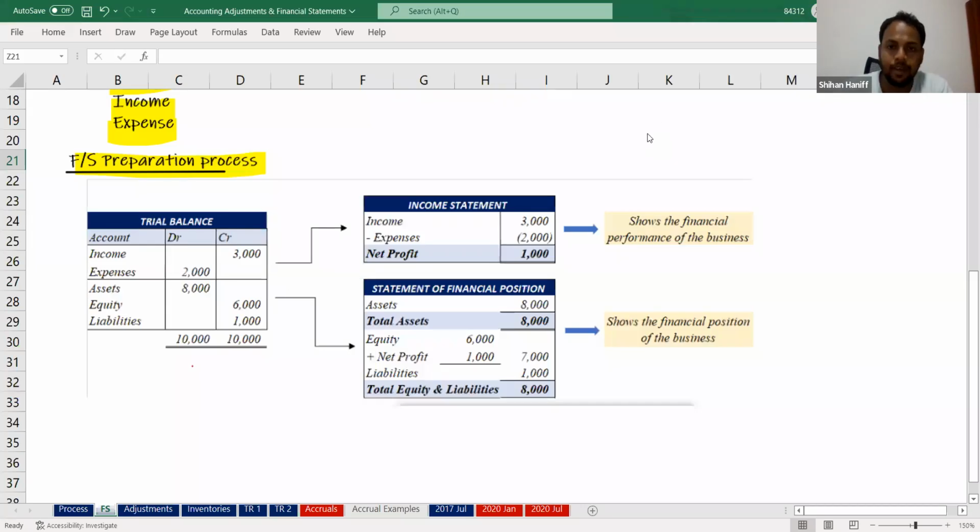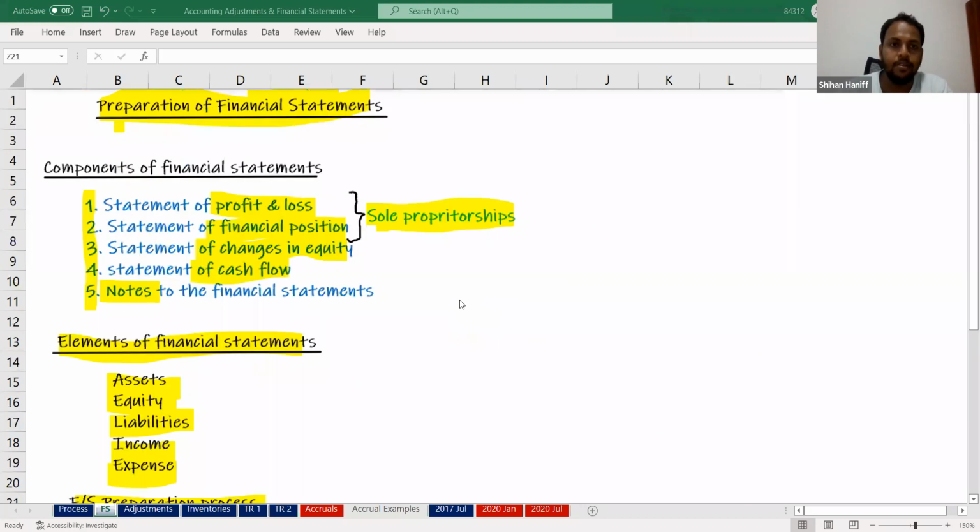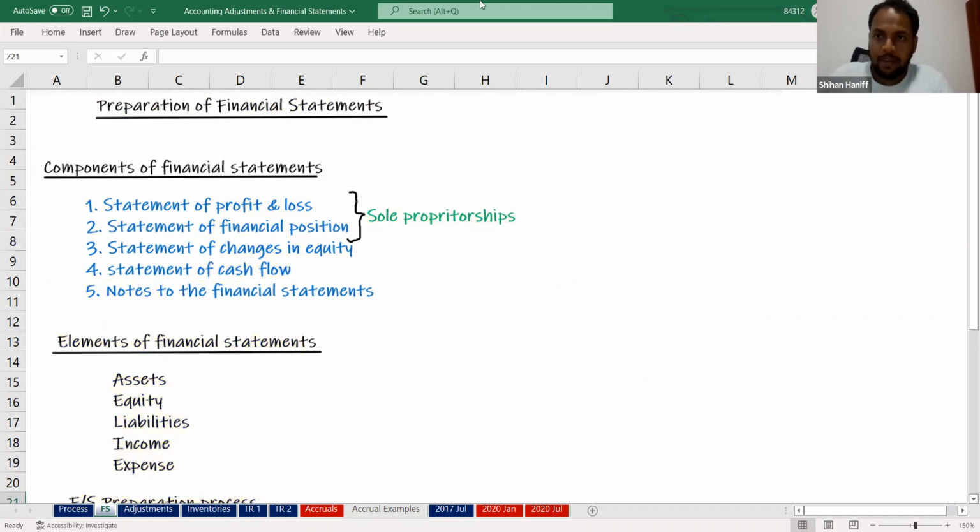Can you all see the screen? Sorry, I think the screen was not visible. Let me go through again. I think there was a technical issue.